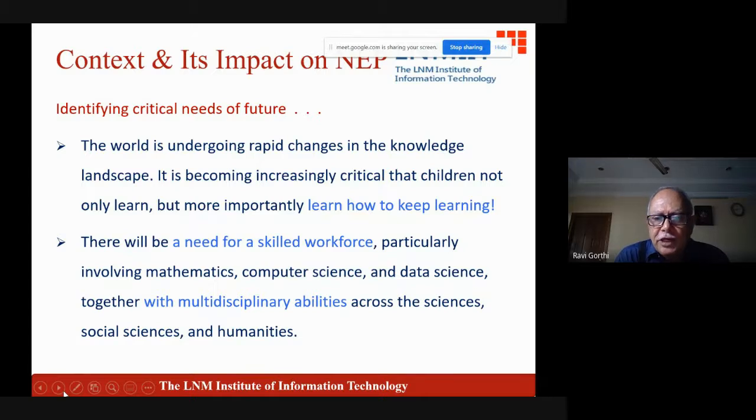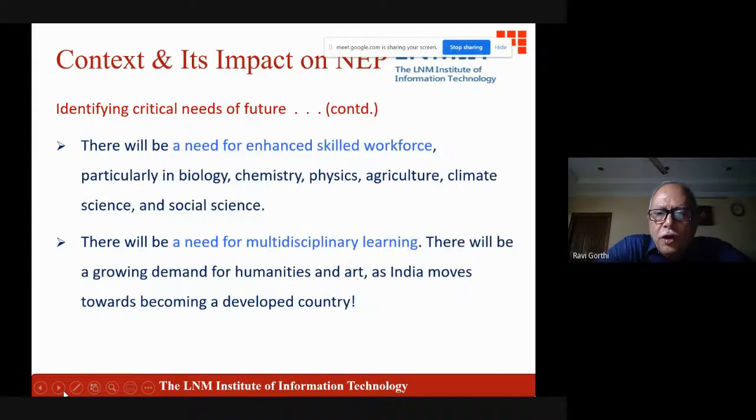There will be a need for skilled workforce, particularly in math, computer science, data science. What do we do with this? Unless we apply them to multidisciplinary abilities across sciences, social sciences, humanities, etc., and also towards biology, chemistry, physics, agricultural, in all other areas, accounting, legal, etc. There will be a need for multidisciplinary learning. There is an emphasis. Actually, we will find later in my talk that the universities should become multidisciplinary universities by 2030. These are the influencing factors.